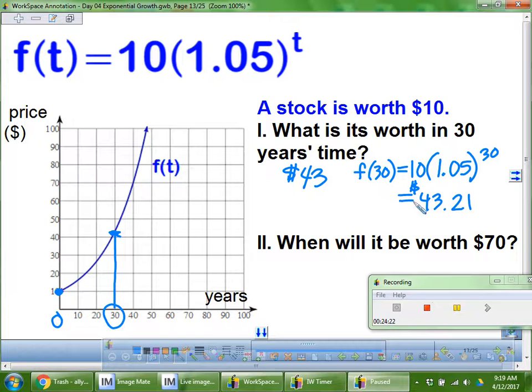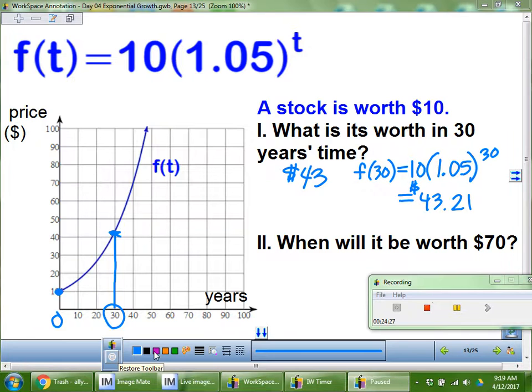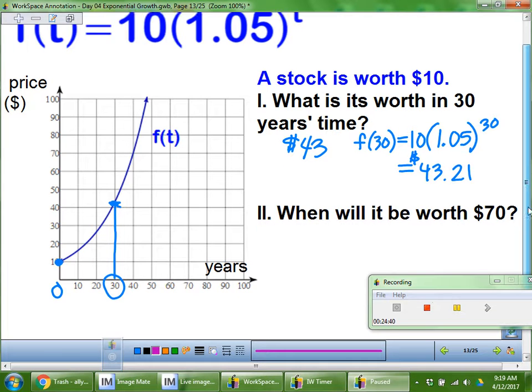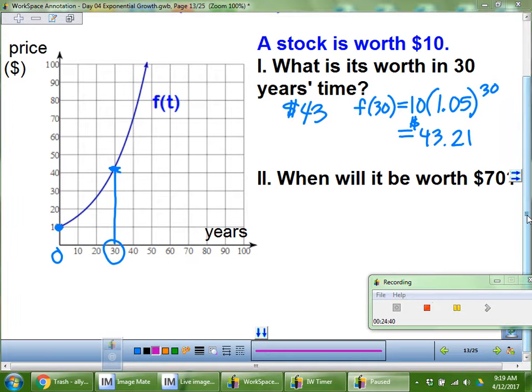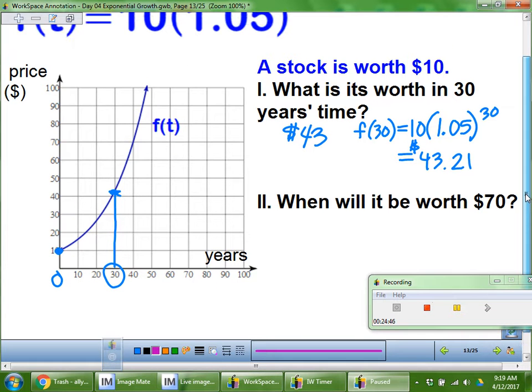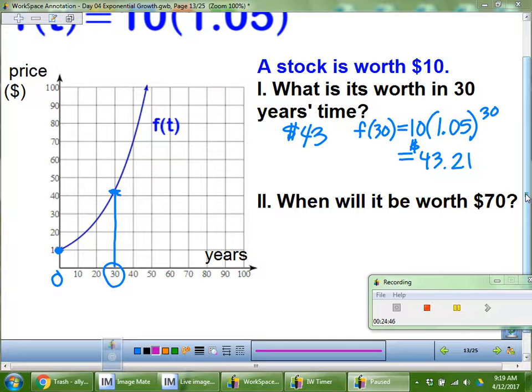But why is time in the exponent? Because this year we're increasing, and the next year we're increasing, and then the next year we're increasing. So we're multiplying a bunch of times. All right, here's the second question. It's slightly different. When will this stock be worth $70? I've switched it around now.